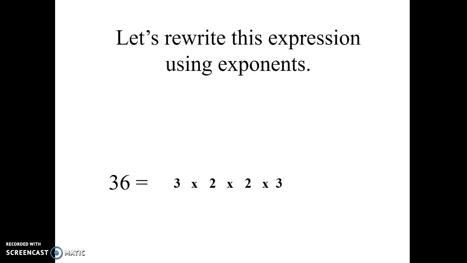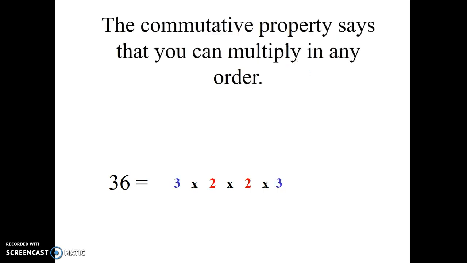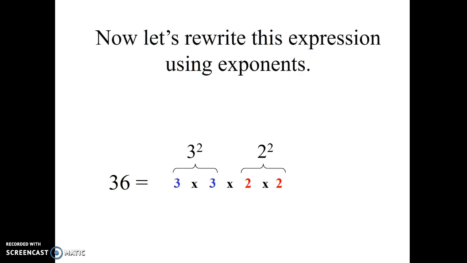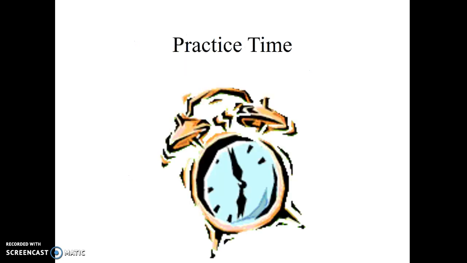And when I rearrange those numbers and rewrite them using exponents, I might want to use the commutative property to shuffle them around. So I've got all my 3's together, all my 2's together, and I get 3 squared times 2 squared. And that's another way to write the prime factorization of 36.